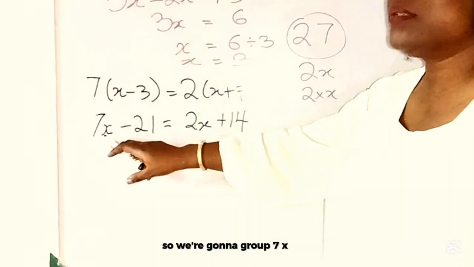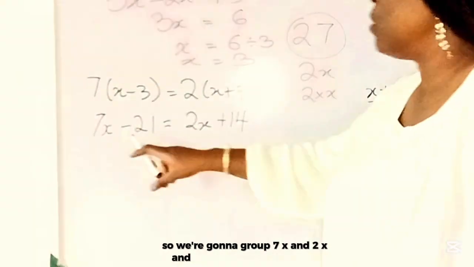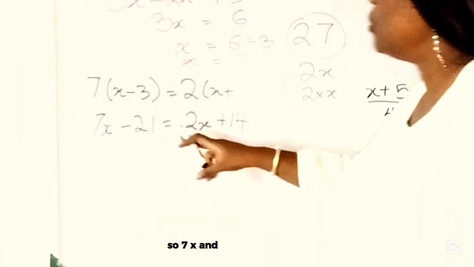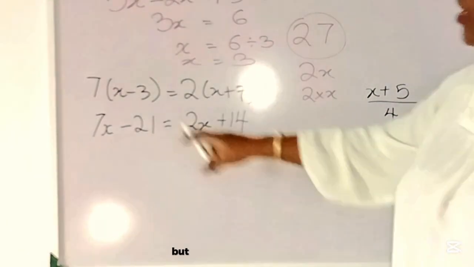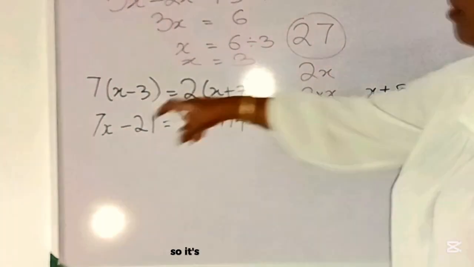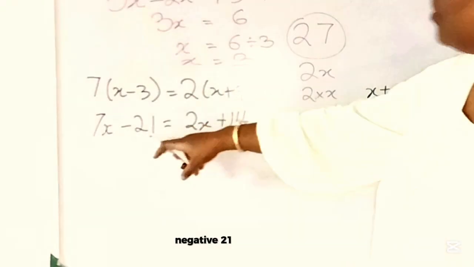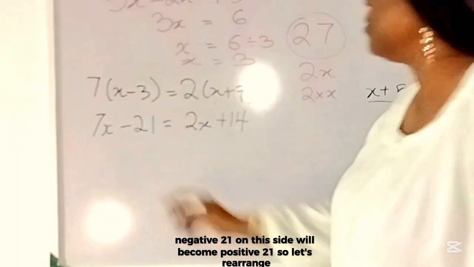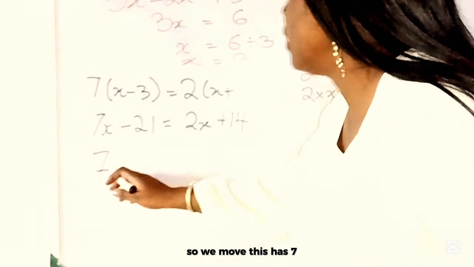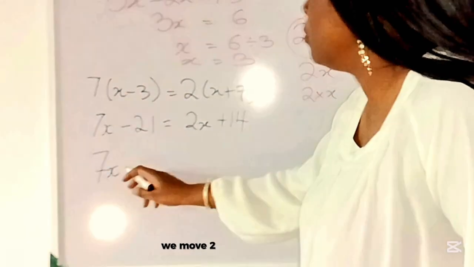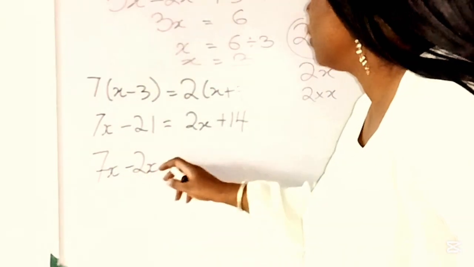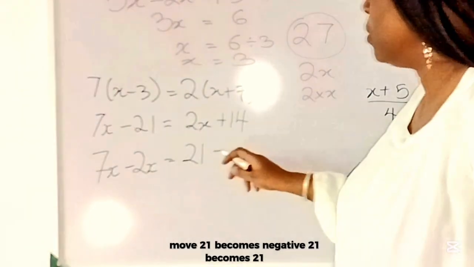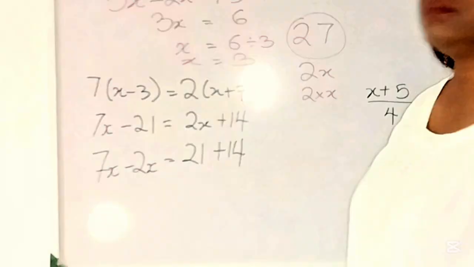So we're going to group 7x and 2x, and group negative 21 and 14. So 7x and 2x. 2x is positive on this side, but it needs to be on this side, so it's going to become negative. Negative 21 on this side will become positive 21. So let's rearrange. We'll move this, has 7x. We'll move 2x, it becomes negative 2x. We'll move 21, it becomes negative 21 becomes 21 plus 14.